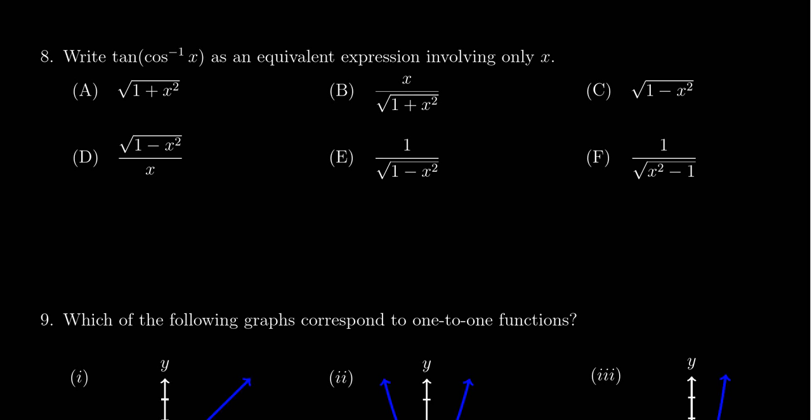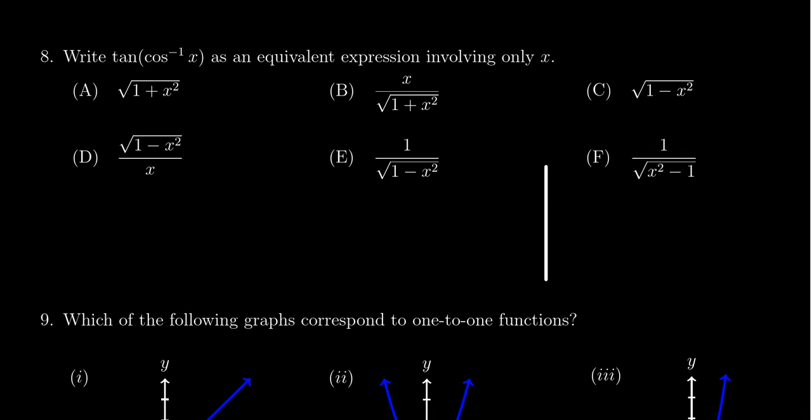In this video, we present the solution to question number 8 for practice exam number 1 for Math 1210, in which case we're asked to write tangent of cosine inverse of x as an equivalent expression involving only x. That is, we want to rewrite it algebraically.